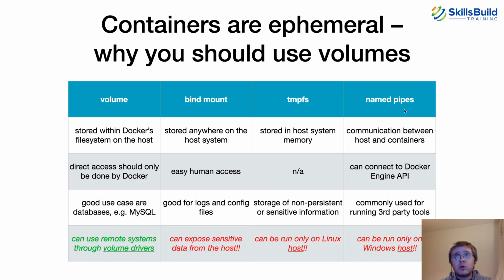And the final type of volume, named pipes, allows communication between hosts and containers, which can connect to the Docker Engine API. A popular choice for using named pipes is for running third-party tools. Now, bear in mind that it can only be used on a Windows host. As an overall summary, the best or recommended go-to choice is named volumes. It's even recommended in the Docker manual itself.